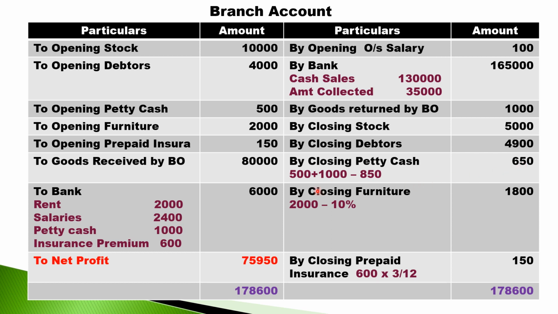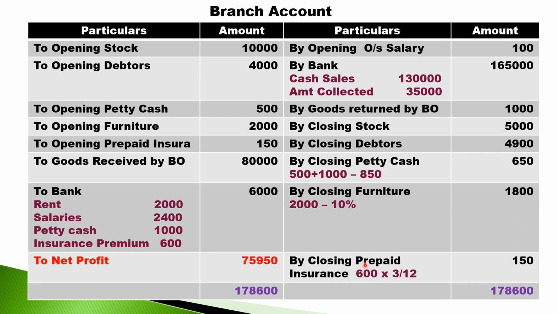So we had 500 at the beginning, plus we received 1,000 from head office, so totally we got 1,500. In that, 850 is spent, and the remaining 650 is called petty cash in hand. Closing furniture, 10% depreciation, if you deduct it you get 1,800.